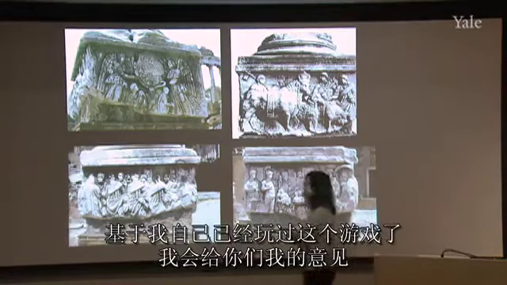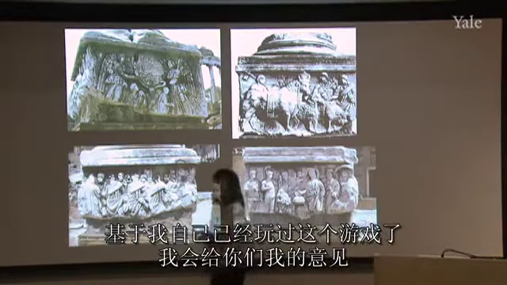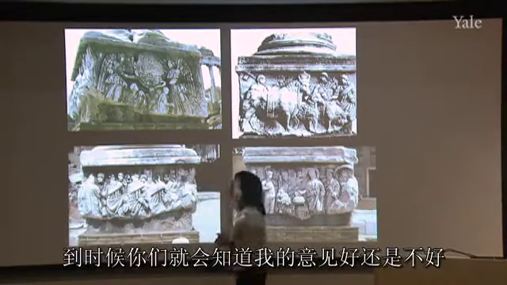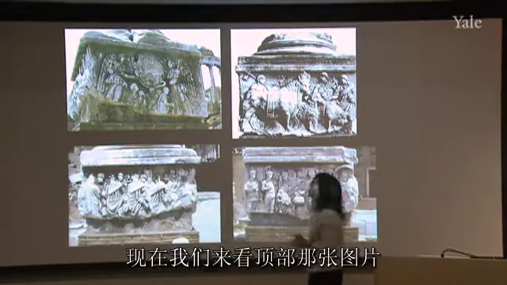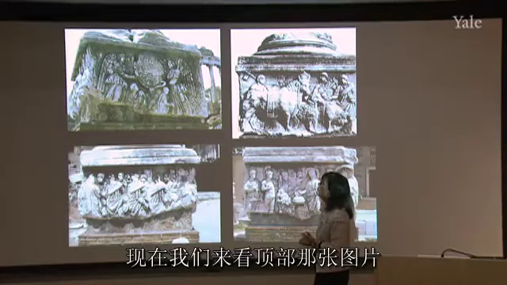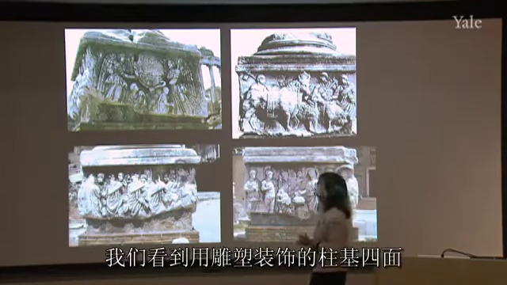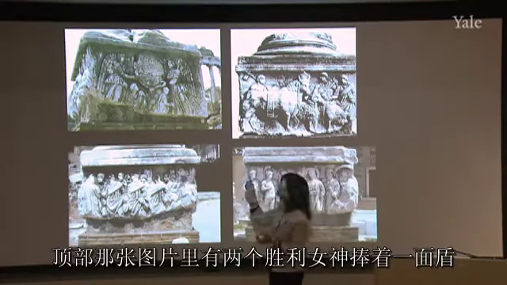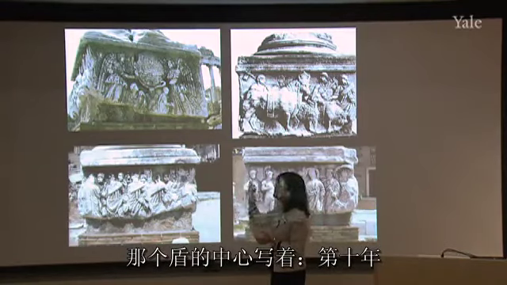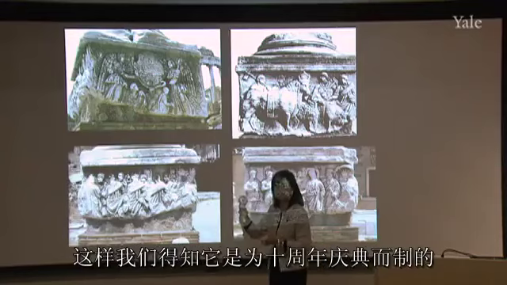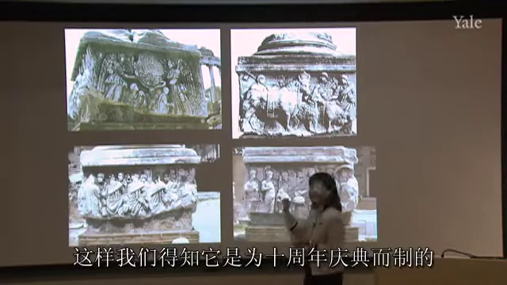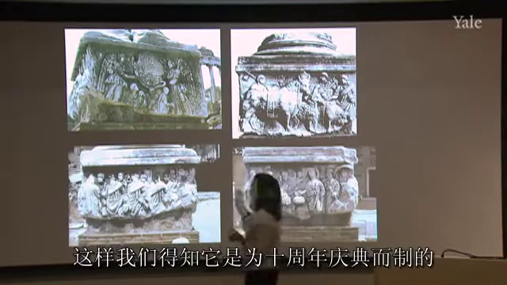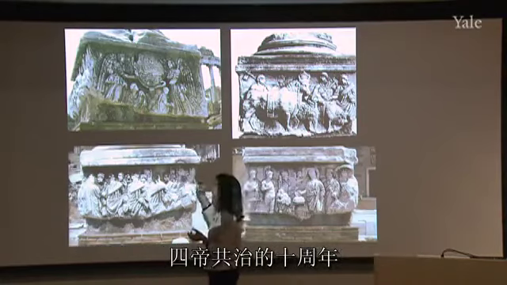And I've played that game myself, and I'll give you my idea, and you'll see whether you think it's a good one or not. We look at the scene at the top, the uppermost parts. We're looking at the 4 sides of that sculptured base. At the top, you see 2 victories with a shield, and that shield has the word in the center, decennalia. Decennalia, that's how we know it's dedicated to the decennial anniversary, 10-year rule of the Tetrarchs.